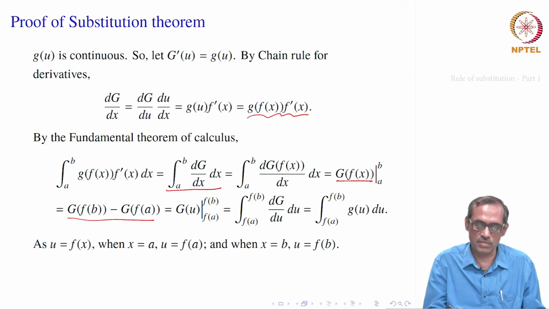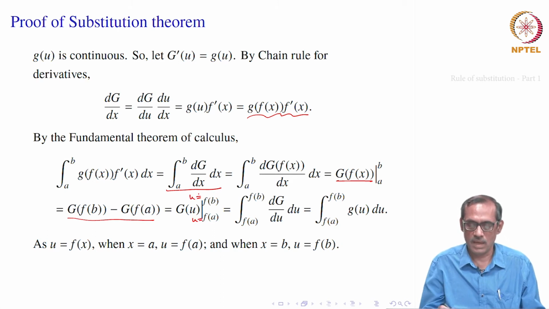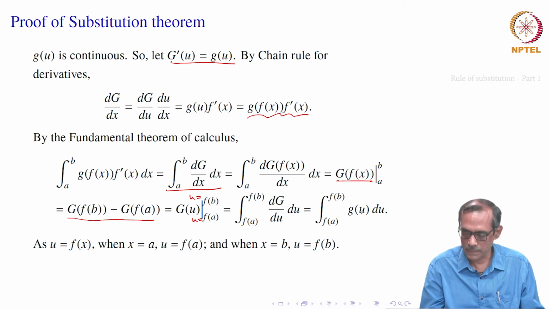Which also we could have written as g of u, where u is from f of a to f of b, and we can again rewrite that as the integral from f a to f b of dg by du, which is equal to g of u. So, we write the integral from f of a to f of b of g of u du. The variable of integration is really u, which means u equal to f of a to u equal to f of b.